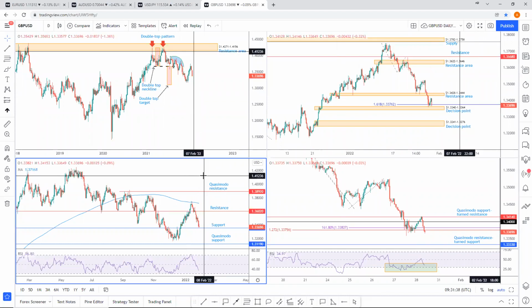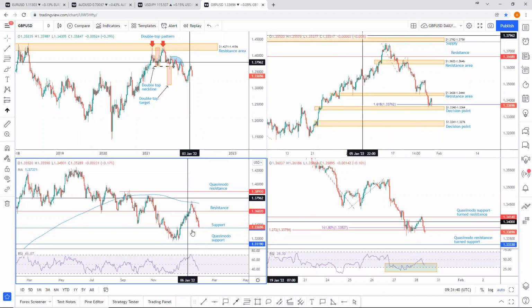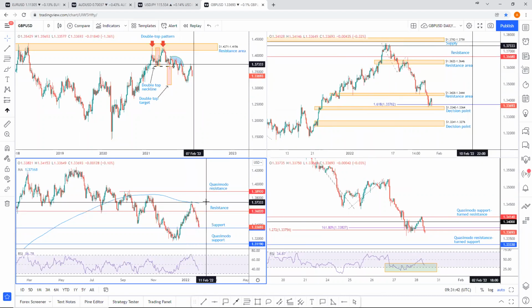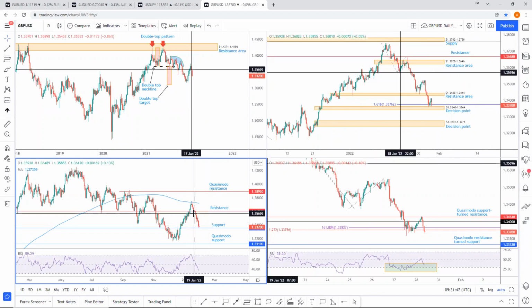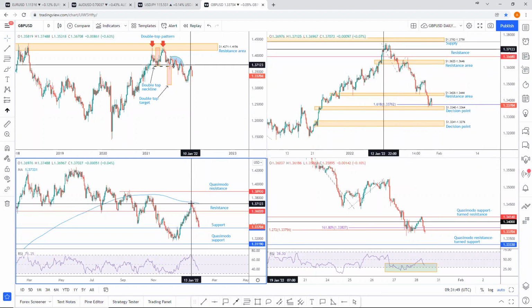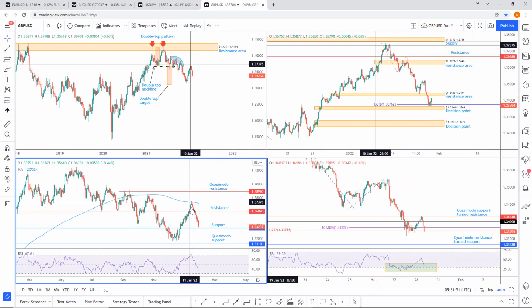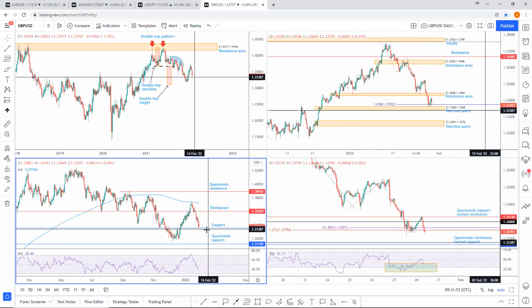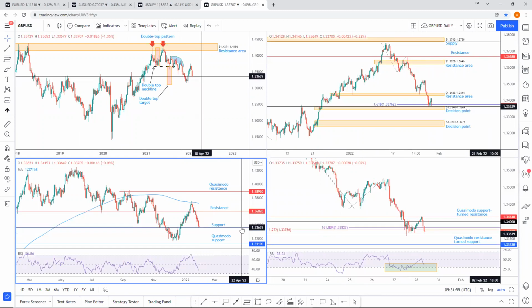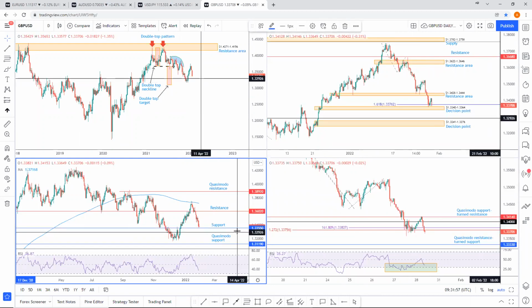From the daily time frame, since connecting with the 200-day simple moving average, which is currently circling around 1.3717, we have lost around 400 pips. We are currently down 3% from this area, and we are now on the doorstep of support at 1.3350 on the daily time frame.